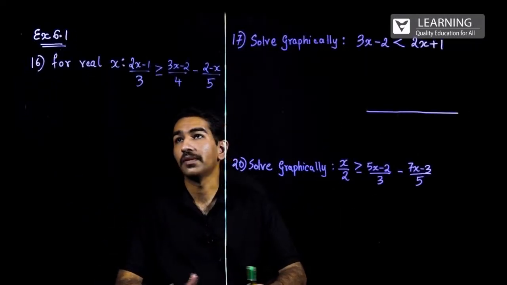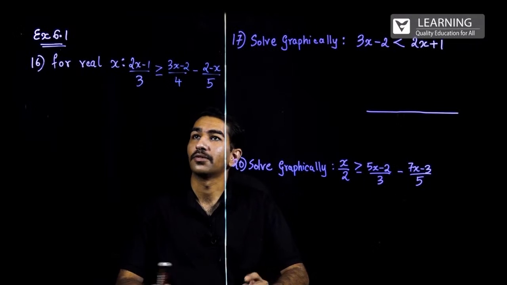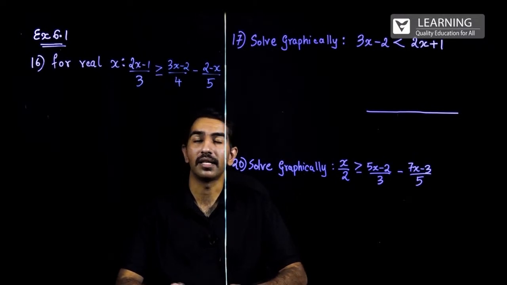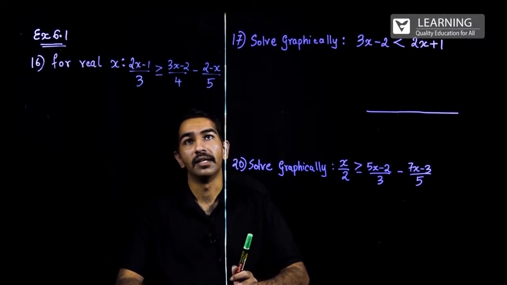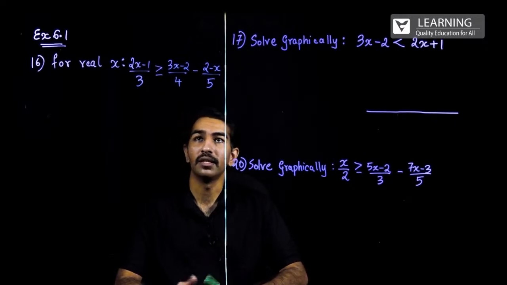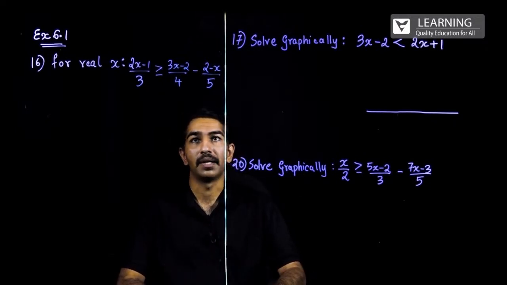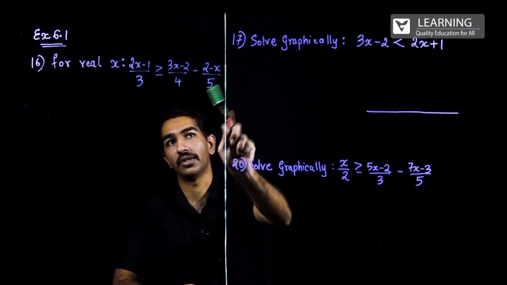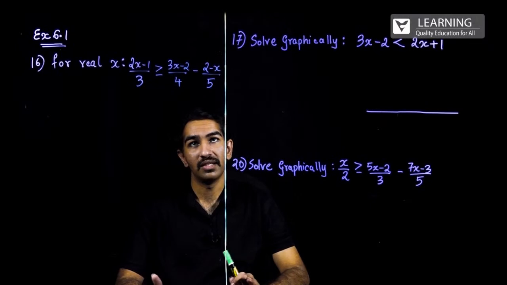Okay, starting with the next one, number 16. For real number x, you have to solve the given inequality. It is (2x minus 1) by 3 greater than or equal to (3x minus 2) by 4 minus (2 minus x) by 5. So students, what we'll do here? First we'll solve the right hand side part, because there are 2 terms, right? This is term 1 and this is term 2. We'll just make that as one term. We'll solve on the right hand side.